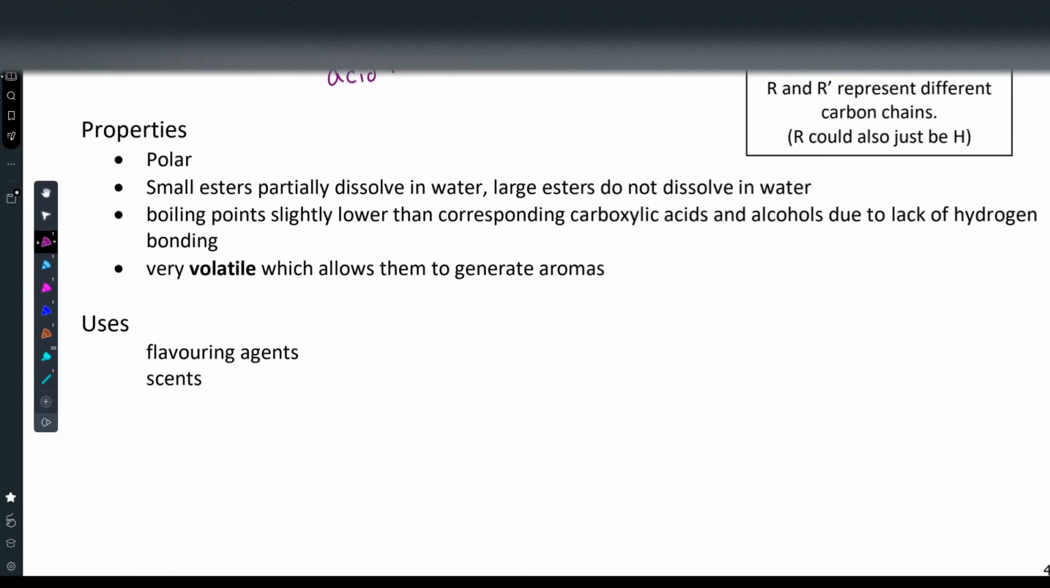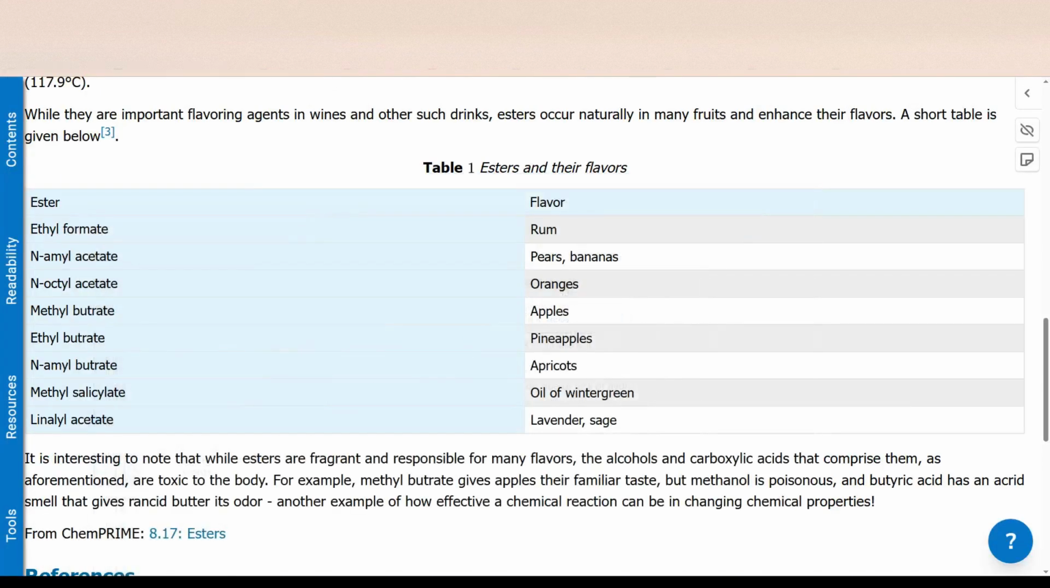So if you wanted some examples here of some esters that are used as flavors or scents, you've got a whole list here. So for example, the n-amyl acetate is going to smell like pears or bananas. So that is what is used, if you're thinking of banana candy, to give it that banana flavor. Okay, apples have methyl butyrate in them that gives them that apple taste.